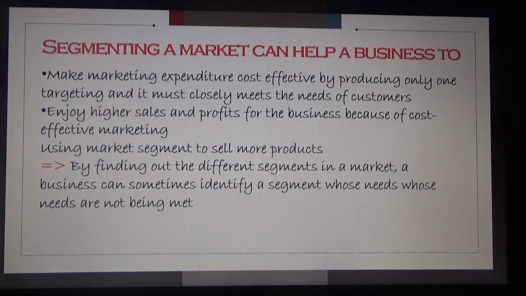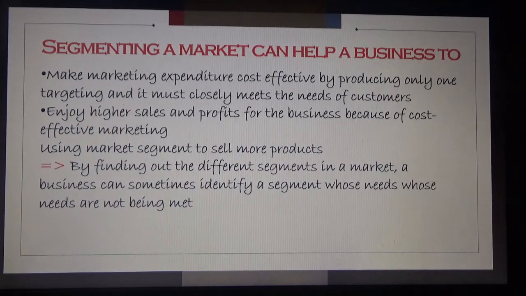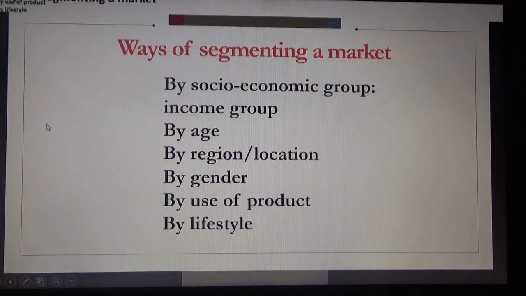By using it, businesses may find out the different segments in a market, and a business can sometimes identify a segment whose needs are not being met. Okay, there are ways of segmenting a market.